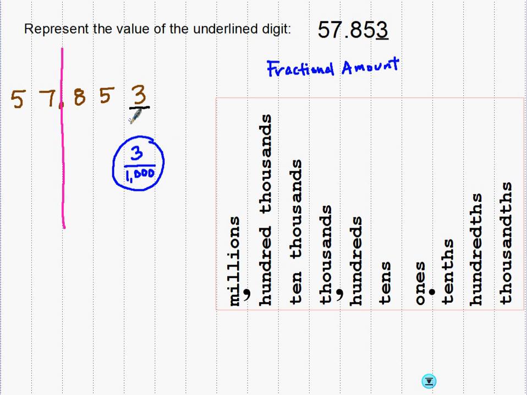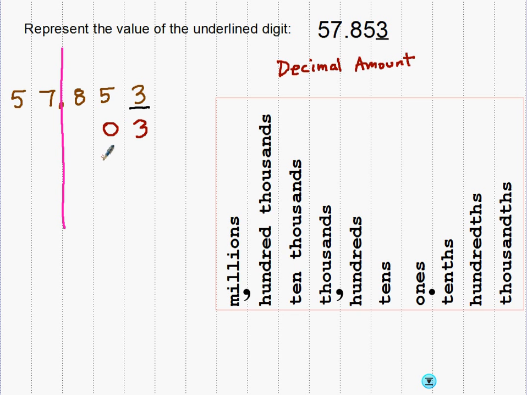Now let's do the same problem with the same digit and represent it as a decimal amount. To represent the value of my digit 3 as a decimal amount, I'll just simply bring my 3 down. And remember, I'm going to work toward the decimal. So I'm going to work toward the left, and I'll place a 0 in the hundredths place. And I'll place a 0 in the tenths place.